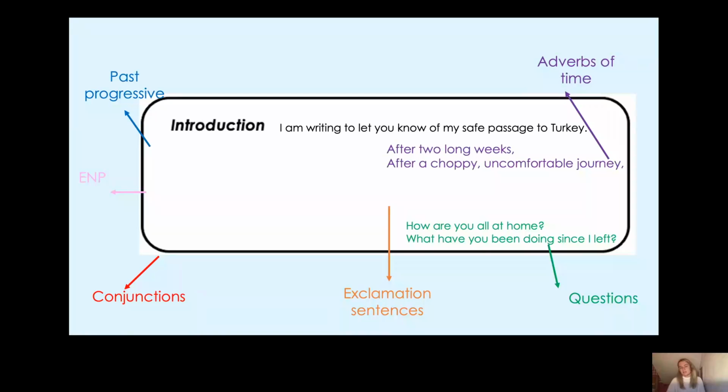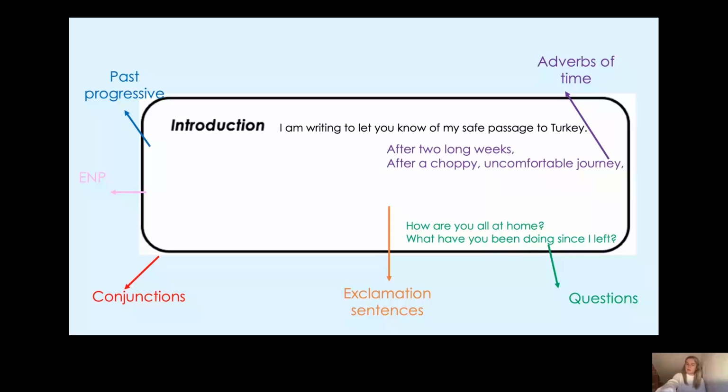What about exclamation sentences? Well, I know that exclamation sentences start with what or how, and they end in an exclamation mark. So when they start with what, I then have a noun phrase after it. And when they start with how, I have an adjective. Well, I'm going to be talking about the journey here. And I know the journey was pretty awful, wasn't it? Because of the weather. And Florence Nightingale felt very seasick.